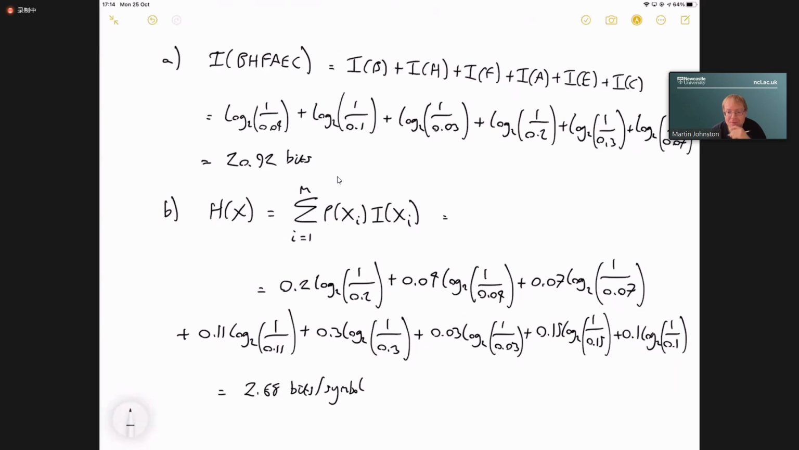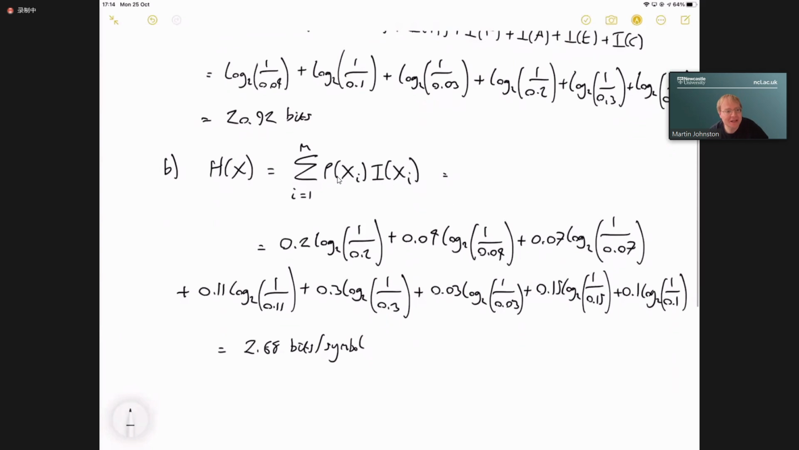Okay, so the source entropy is a very important quantity. It tells us the average information of the source before it's observed. And of course, later on, we have the conditional entropy, which gives us the information of the source after it's been observed. So it's very important that we understand how to calculate the source entropy.